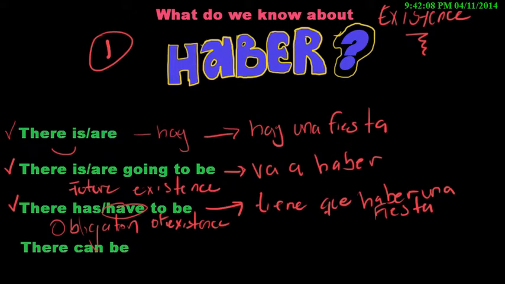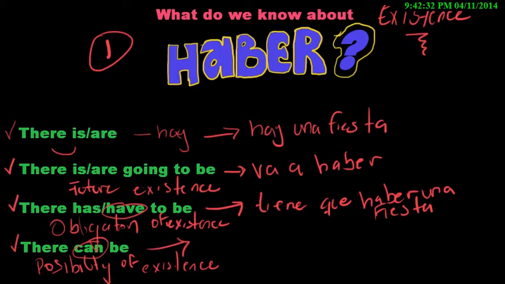And some other times we combine the verb haber with the verb to can. In Spanish is poder, to indicate the possibility of existence. There can be a party. Puede haber una fiesta.